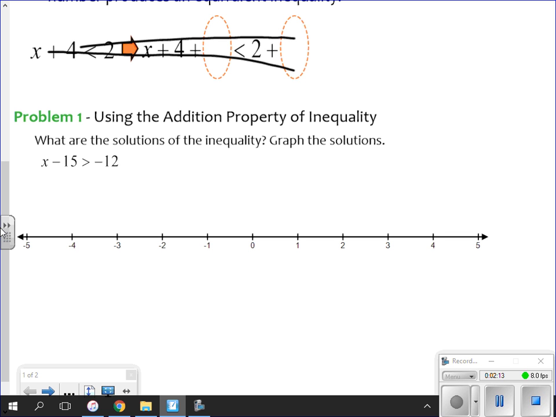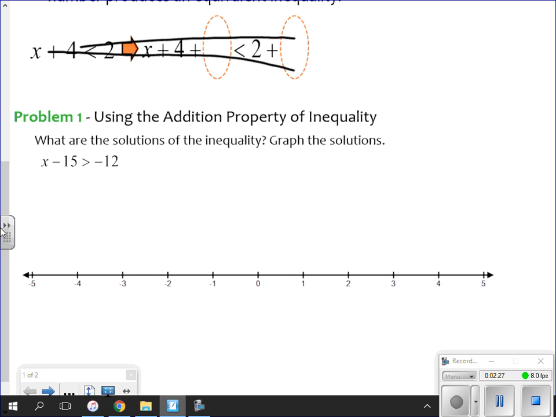Okay, problem number 1, using the addition property of inequality. What are the solutions to the inequality, and graph the solutions? This is a really easy problem to do. You solve the inequality the same way as if there had been an equal sign in between. Just because it has an inequality doesn't change the rules.